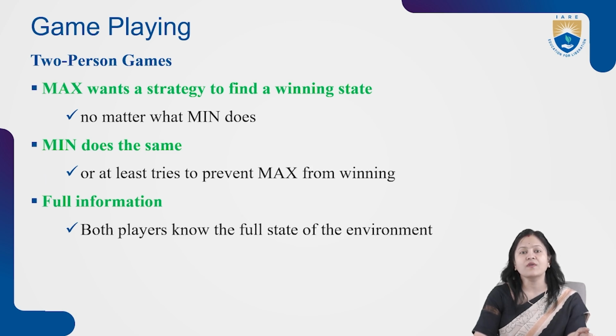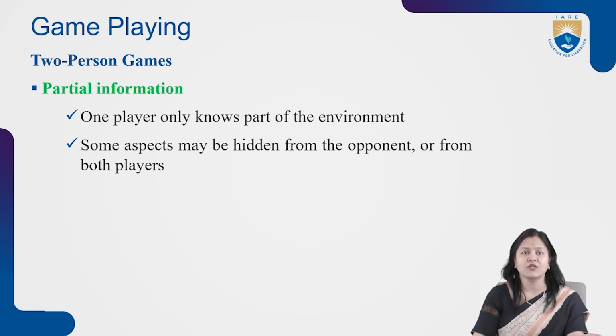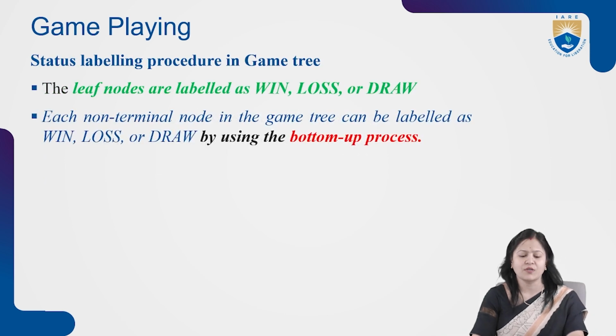Full information is when both the min and max players have complete knowledge about the state space, or the environment. That is called a full information two-player game. Compared to full information, the other type is partial information. That means one player only knows part of the environment, and the other player may not know the complete information about it. In that case, it is called a partial information two-person game. Some aspects may be hidden from the opponent or from both players. That is why it is called a partial information game.